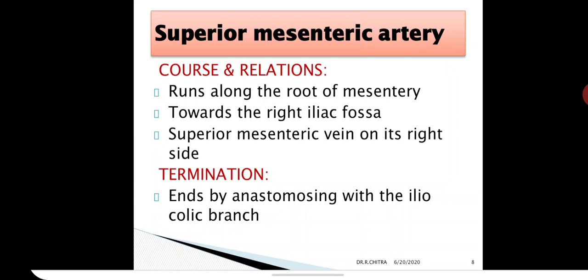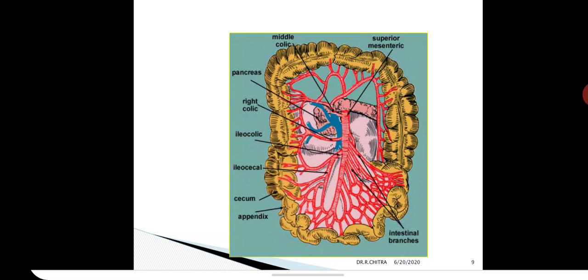Termination: it ends by anastomosing with the ileocolic branch. Its own branch it will anastomose. So if you see the superior mesenteric artery, it will anastomose with its own ileocolic branch. Now you see the superior mesenteric artery again, it has two sides, convex left side and concave right side. So branches will arise from both sides.